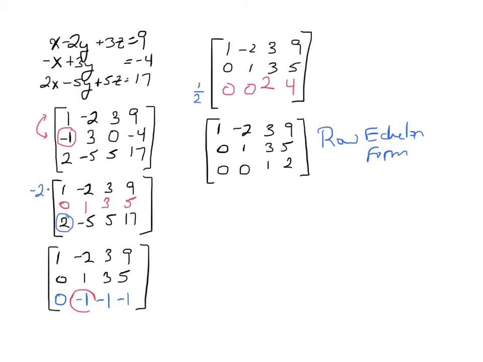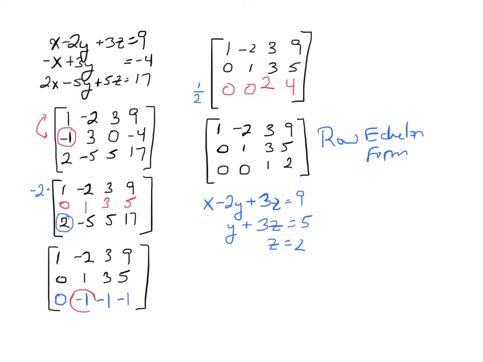Now all we have to do is rewrite our equations and back substitute. So that first row, these are the coefficients, 1, -2, 3, and 9. So it would be 1x minus 2y plus 3z equals 9. Then we've got 0x, 1y, 3z, and a 5. So 0x, 1y, a 3z, 5, and then the last equation will just be z equals 2.